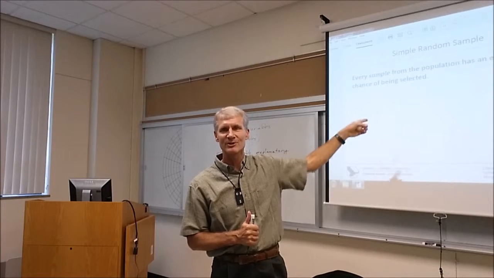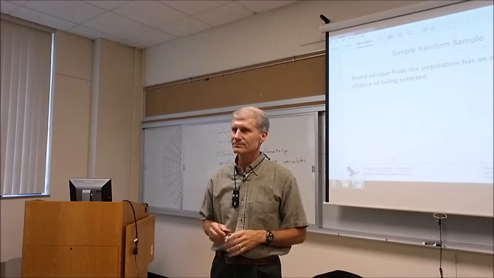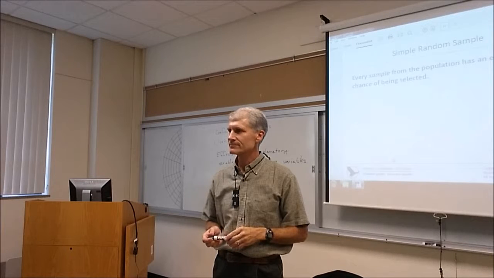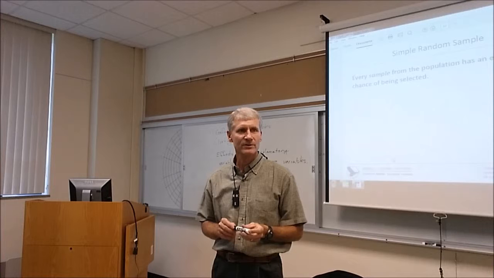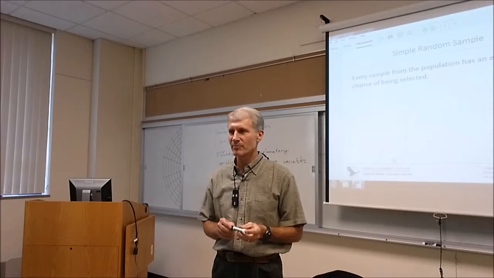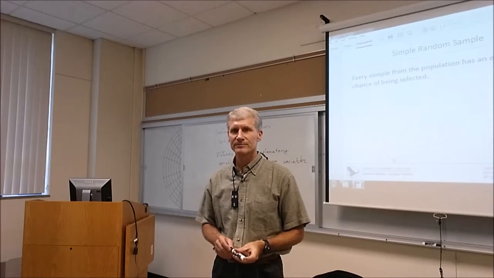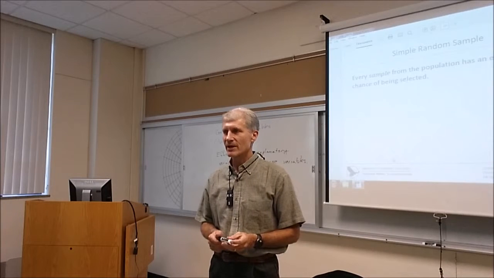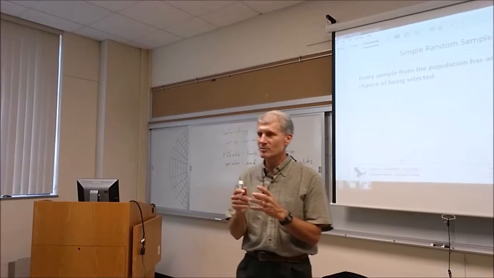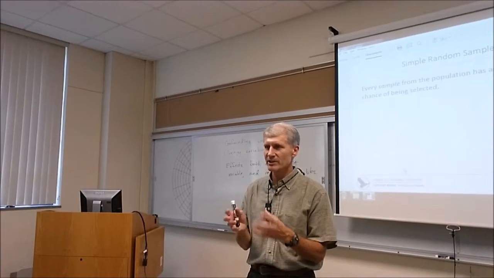So how do you do a simple random sample? I need it to be so that every possible group has an equal chance of being the selected group. Every group of 50? Right. I need all possible groups of 50 to be equally likely to happen.